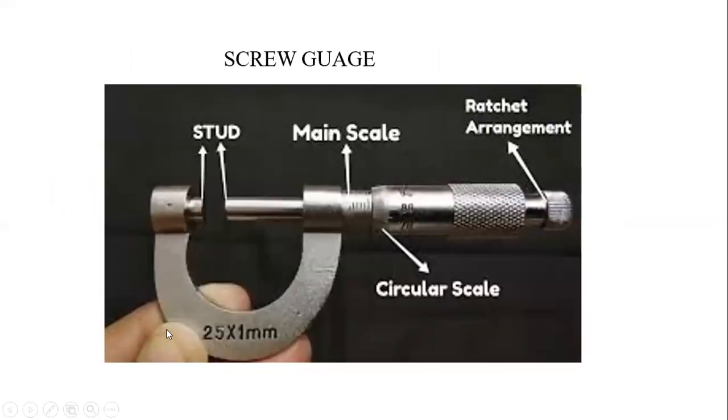This instrument is known as the screw gauge. It also consists of two scales. This one is the main scale, which can be in centimeters or millimeters. And this scale is the circular scale, and it consists of divisions, either 50 divisions or 100 divisions. We can place the object between these two studs to measure the diameter of that object.